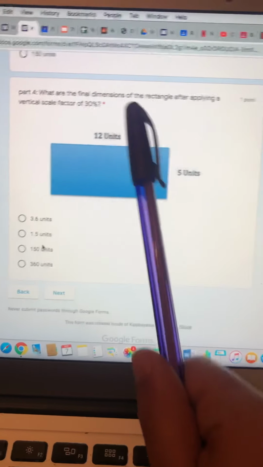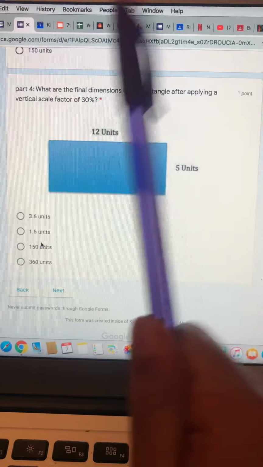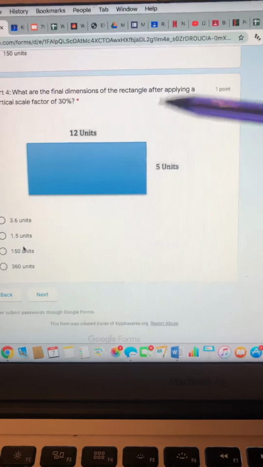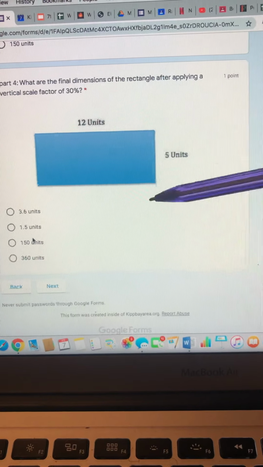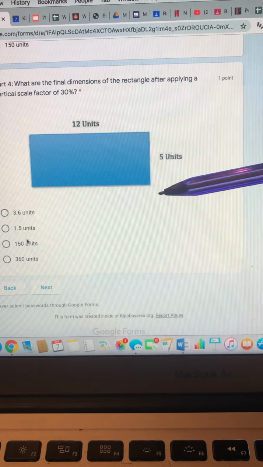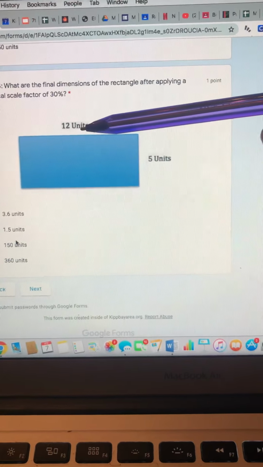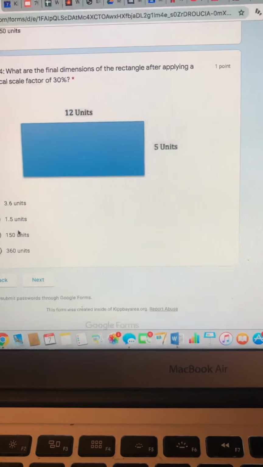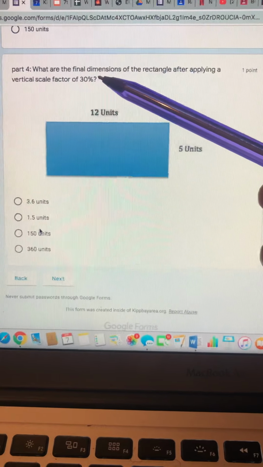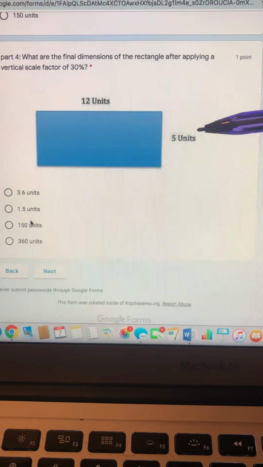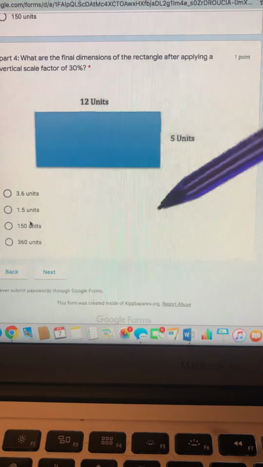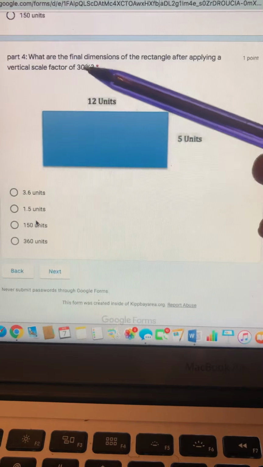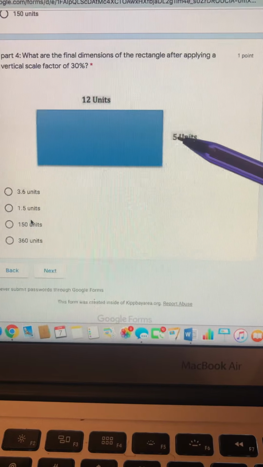Okay, last one. It says, what are the final dimensions of the rectangle after applying a vertical scale factor of 30%? Vertical scale factor means you are only looking at the vertical side of the rectangle, not the horizontal side. The vertical side is 5 units. And my scale factor is 30%. That means my vertical length is going to get smaller because of my scale factor. So I want to figure out, what is 30% of 5?